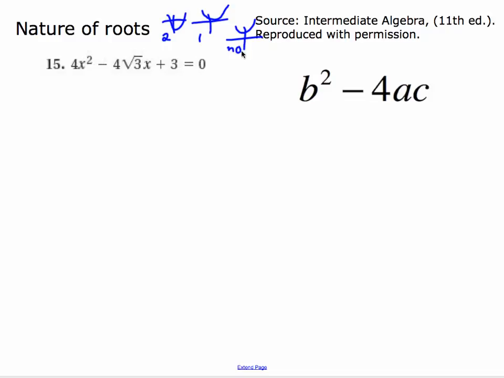Okay? Or I guess you could call this one two non-real roots. So that's what we're asked to do in this particular question.